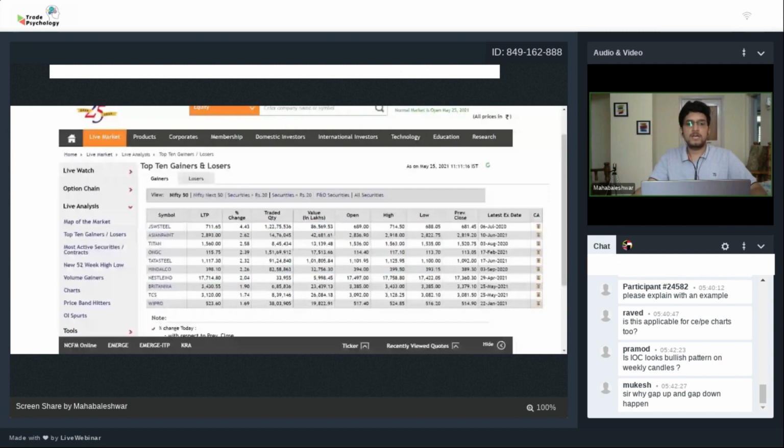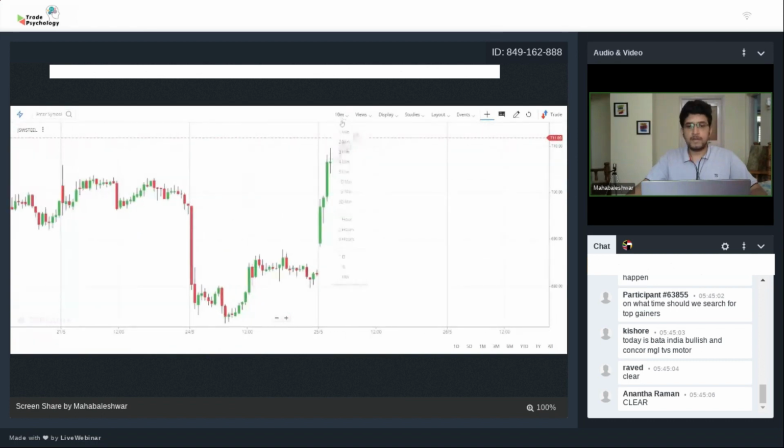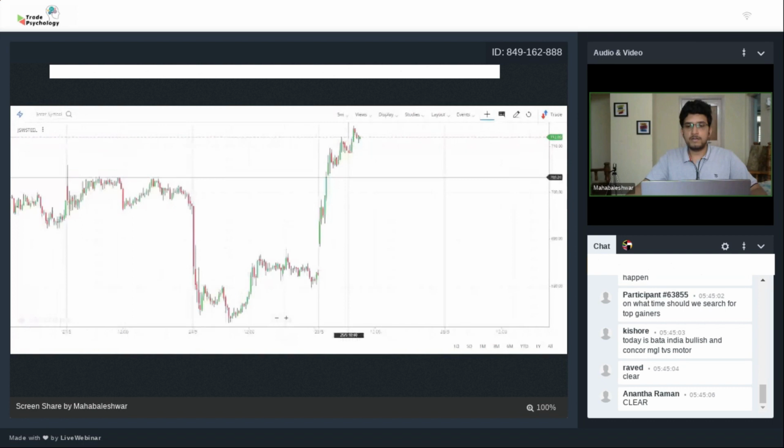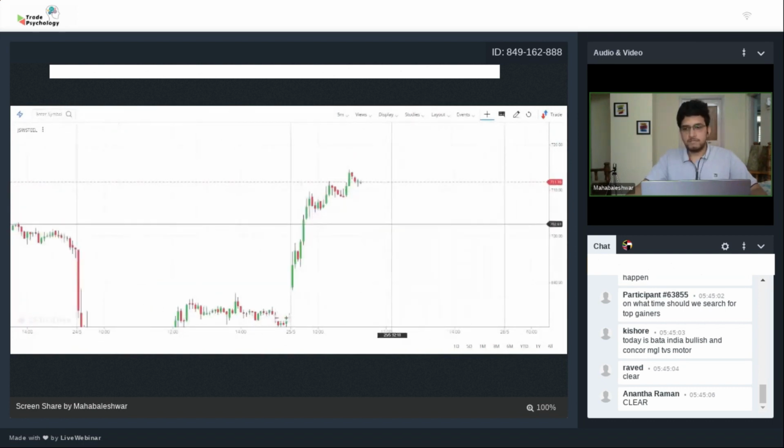So let us analyze this particular chart and see how exactly the chart patterns are being formed in the live market. I'll go with JSW Steel. Let us analyze how exactly this will work. So let me just open JSW Steel. You can see this is the chart of JSW. Let me make it 5 minutes so that you'll be able to identify this particular chart pattern. It's currently trading around 711.